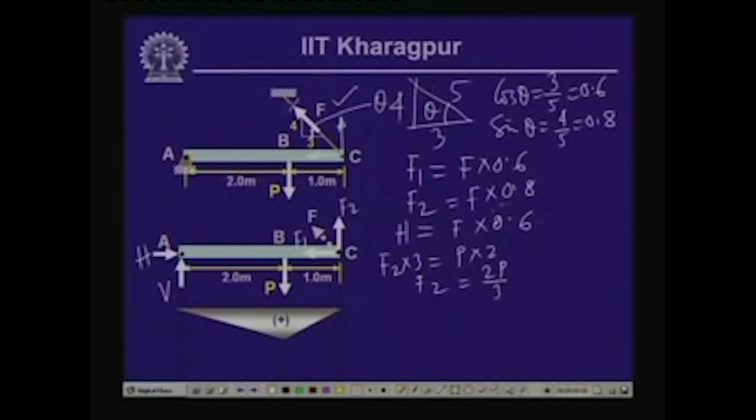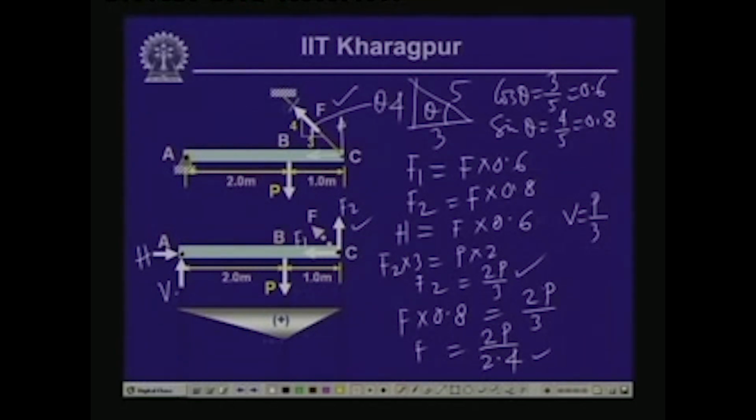Now, F2 we have seen is equal to F into 0.8. So, F into 0.8 is equal to 2P by 3, or F is equal to 2P by 2.4. So, if this is F, then the vertical force F2 we have got as 2P by 3, and F2 plus V will give you P. So, V is equal to P by 3. Now, if we compute the bending moment because of this, you can consider this as a simply supported beam subjected to load P over here, and thereby you will get a bending moment of this form, where the value of this is equal to 2P by 3 kilonewton meter if P is in kilonewton.